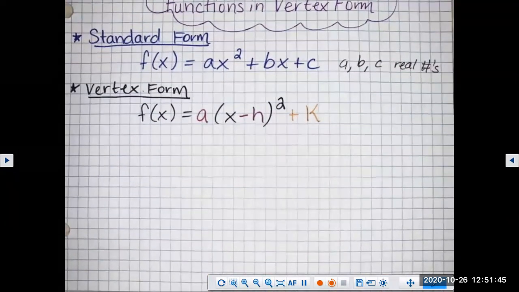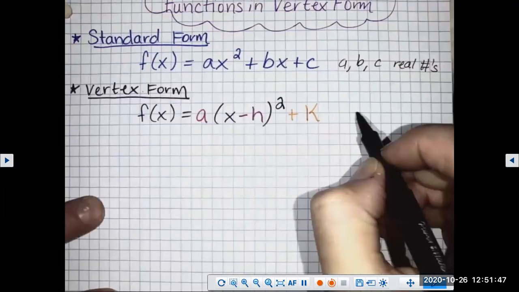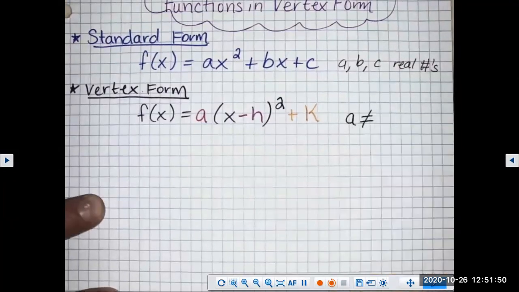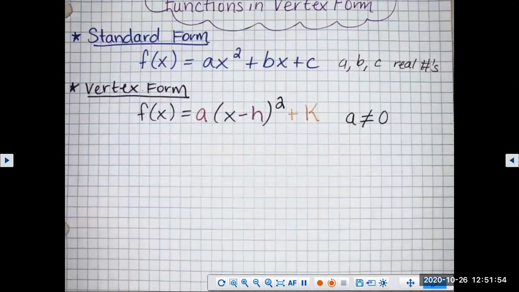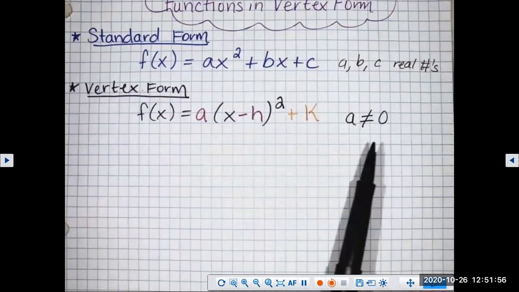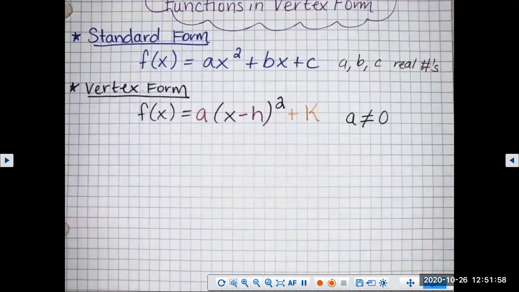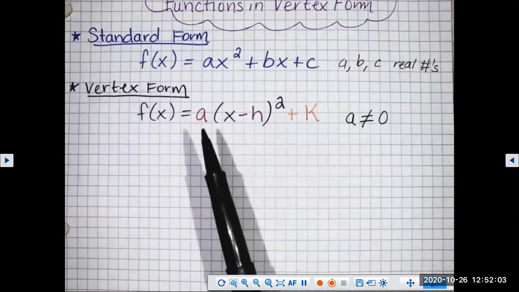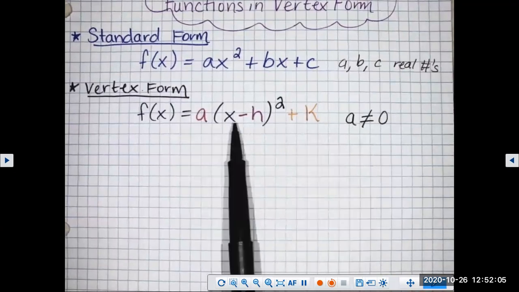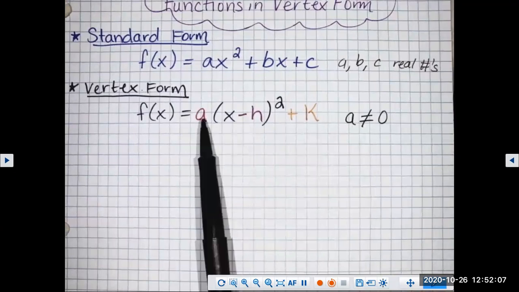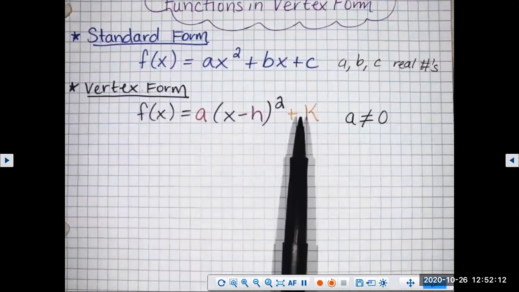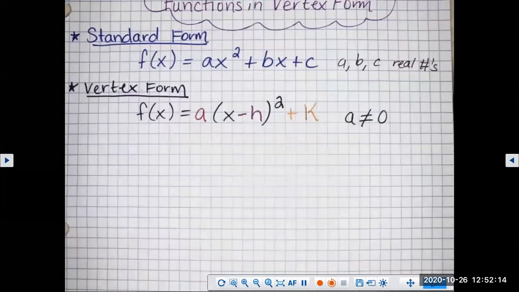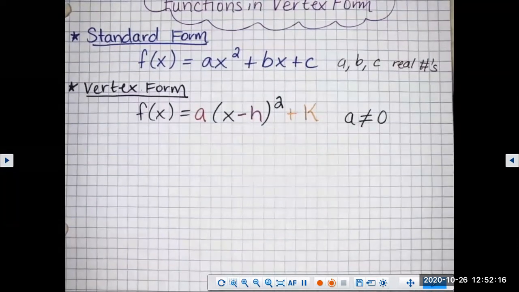All right, you also need to take note that a cannot be 0. Can anybody tell me why a can't be 0? Exactly. It would make all of this go away. If this was 0, 0 times all of that, you would just have y or f of x equals k, a value. You would actually have a horizontal line left. You wouldn't have a quadratic.